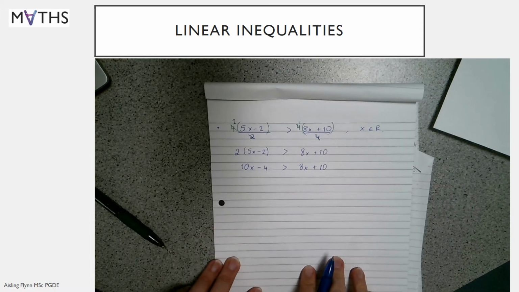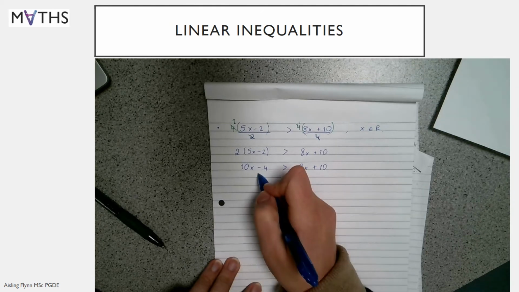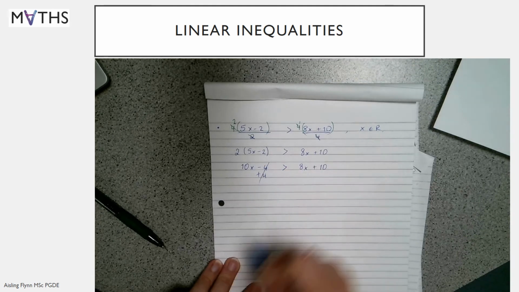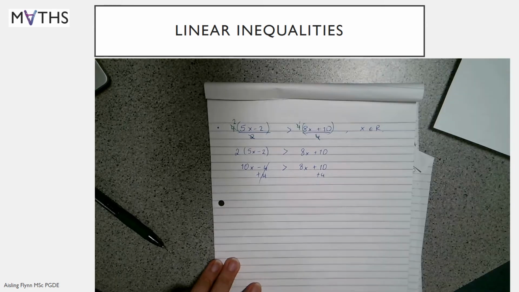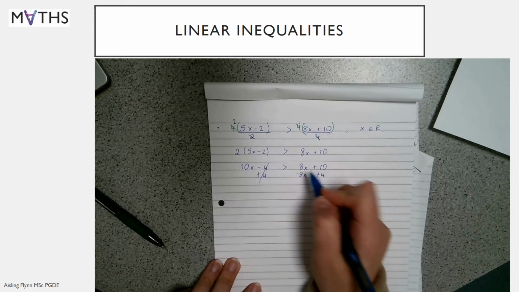Let's now solve for x. So I'm going to add 4 to both sides, and I'm going to take that 8x from the right.